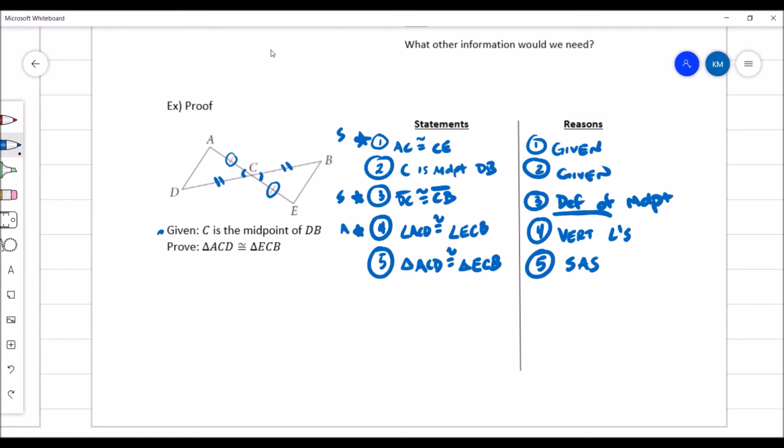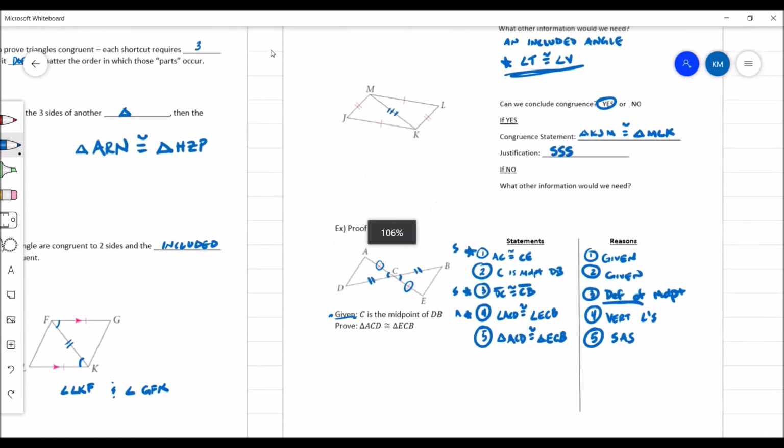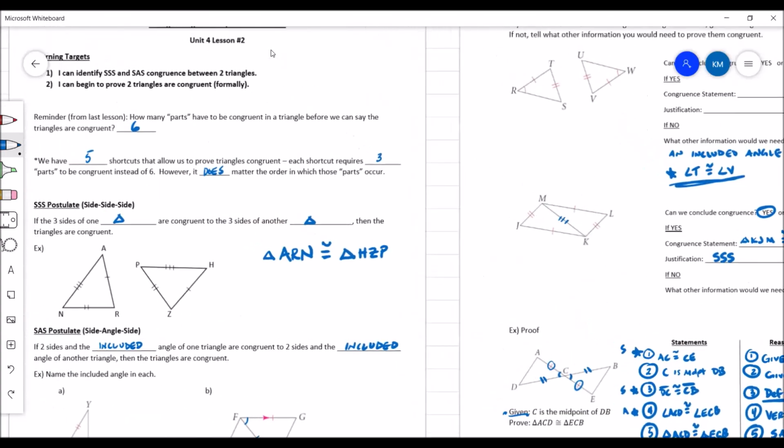Quick note here that even though we were using given as the reason for our first and second statements, a prove will never be the reason for anything that we say. We won't say, oh, we said it because you told me to prove it. No, we said this because we were able to prove this because of the side angle side postulate. Okay, all right, so that is our first congruence shortcut, side angle side, our first 2, I guess, side angle side and side side side postulates. All right, see ya.